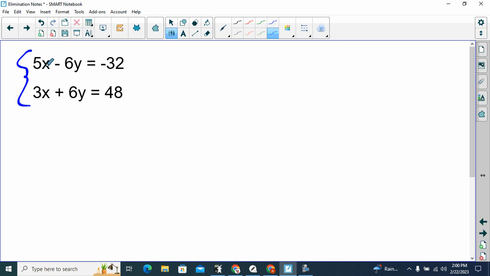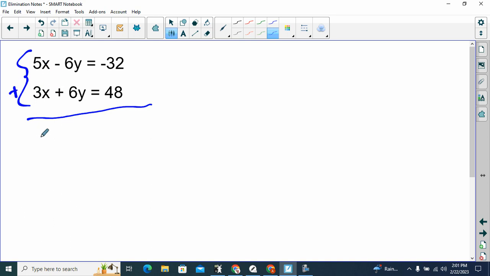So we want to add the two equations together, and when we add the two equations together, we want one of the variables to eliminate. So the way it's set up right now, 5x and 3x, that is not going to eliminate. Negative 6y and plus 6y will. So it is set up for us nice here. We don't need to do anything prior to adding the equations together.